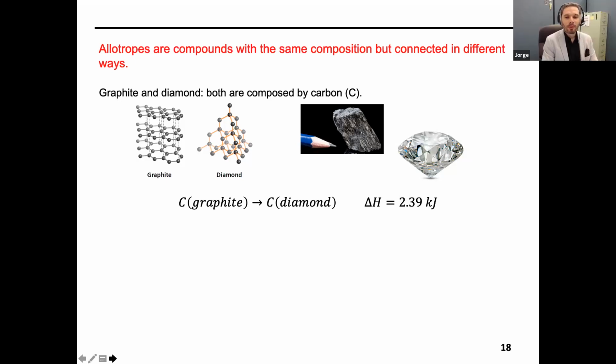Okay, and remember that the enthalpy of formation for the most stable allotrope is always 0. If a compound or an element does not form allotropes, then you have to know that the enthalpy of formation is going to be 0.